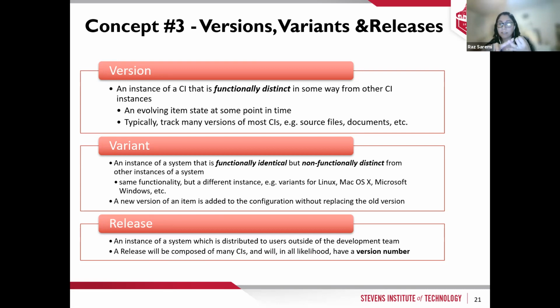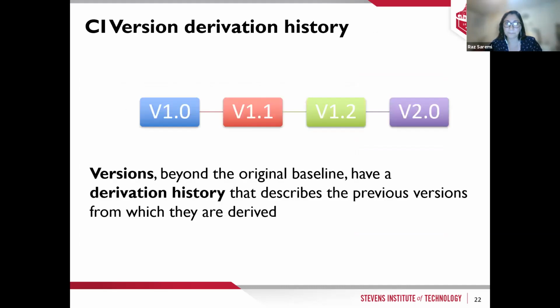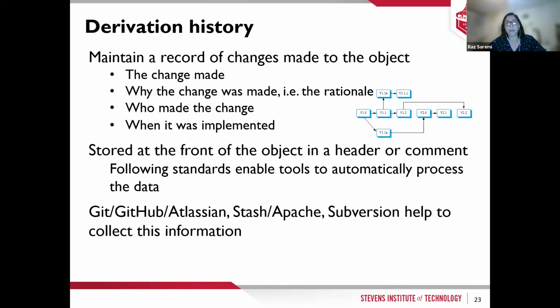Again, version is based on configuration item and functionally are different. Variant is based on systems, functionally is the same, non-functionally are different, and release is the entire system that I distribute for end users, and it has different version numbers, meaning we have different functions, or functionally they should be different. And we can always trace back different versions based on the configuration item version ID that I create. That helped me to understand what I changed, why did I change that, who made the change, and when that change happened.